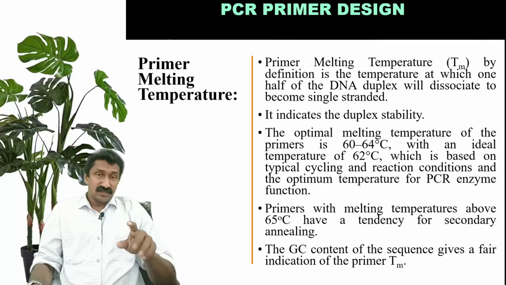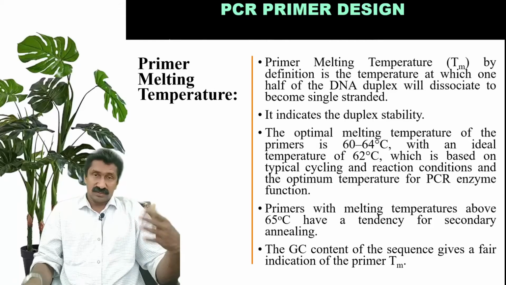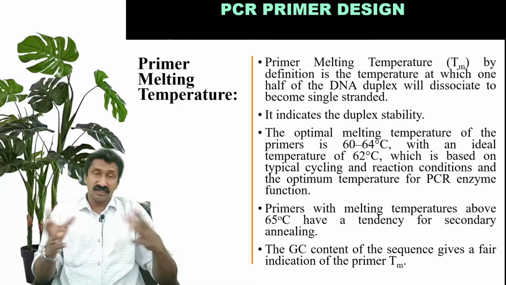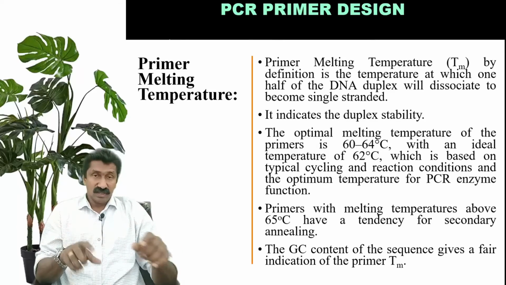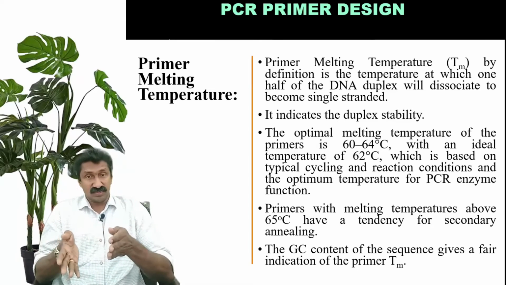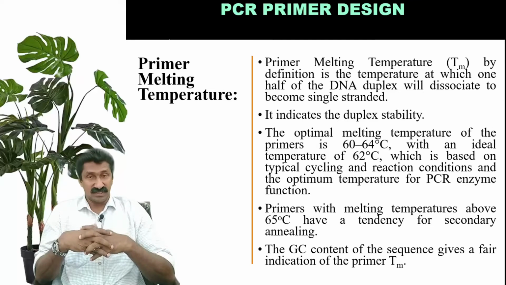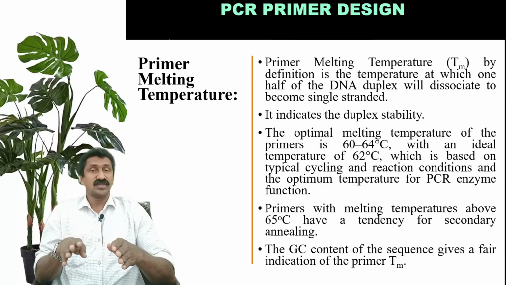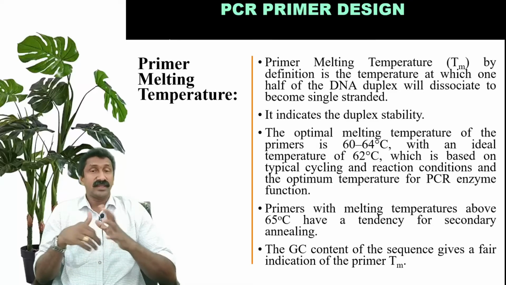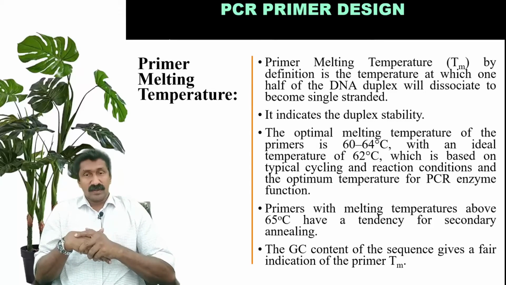You may note that normally the template DNA melts at maybe about 70 degrees Celsius, and it completely melts at 94 degrees Celsius. But the primer is required to melt and anneal at or near the annealing temperature of the template DNA. So the melting temperature of the primer should be low, like 62 or within the range of 60 to 64, so that you can easily anneal it with the template DNA at the annealing temperature.